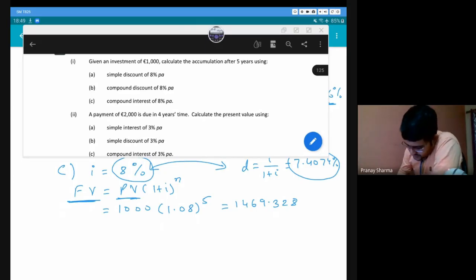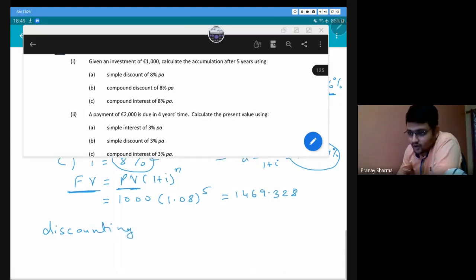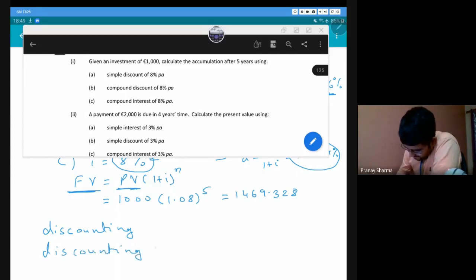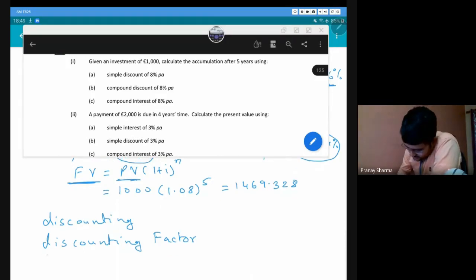So this was nothing but our concept of discounting. Is there any problem in understanding? Then we talked about discounting factor. And we talked about rate of discount. We'll have a lot of different rates, so we'll have to follow slowly, okay?